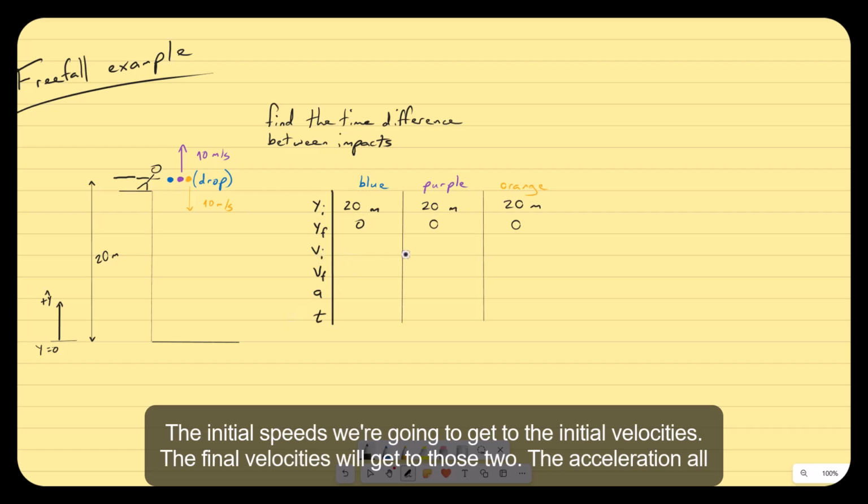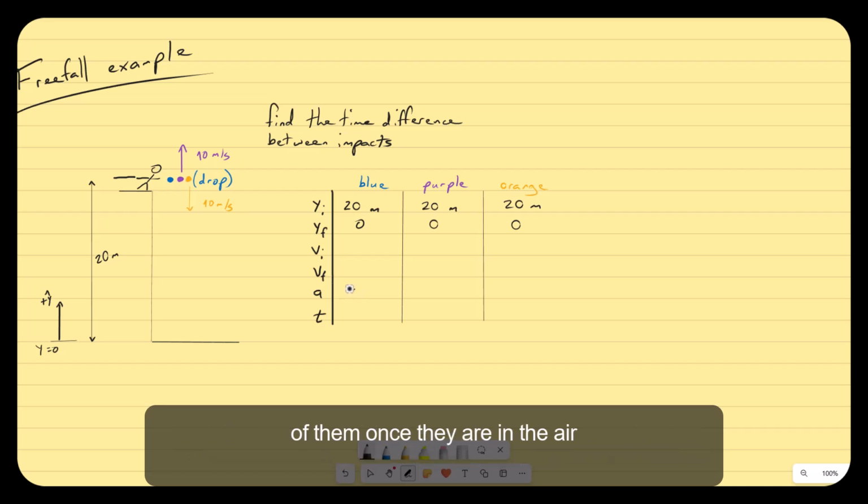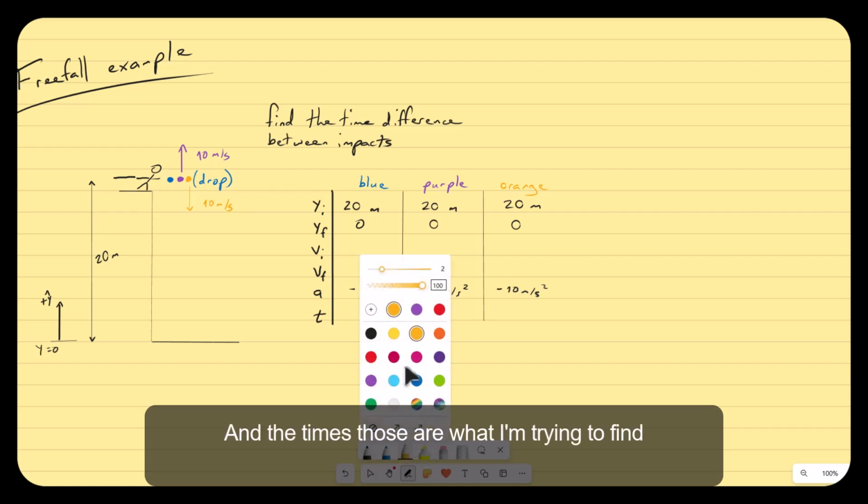The initial velocities, we're going to get to. The final velocities, we'll get to those too. The acceleration, all of them, once they are in the air, are subject only to gravity. And the times, those are what I'm trying to find.